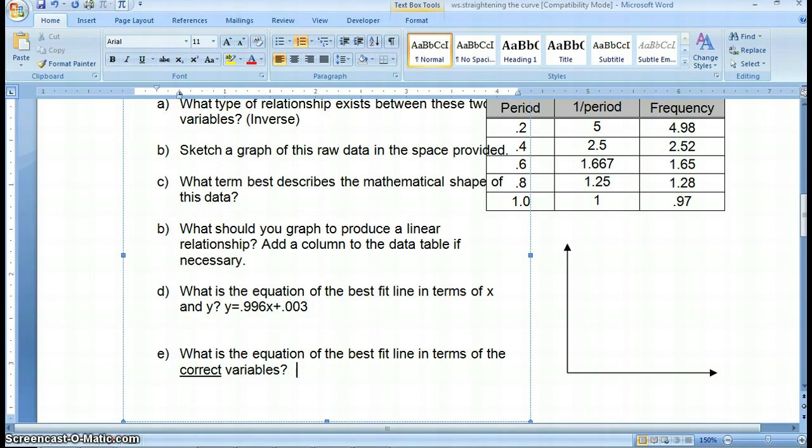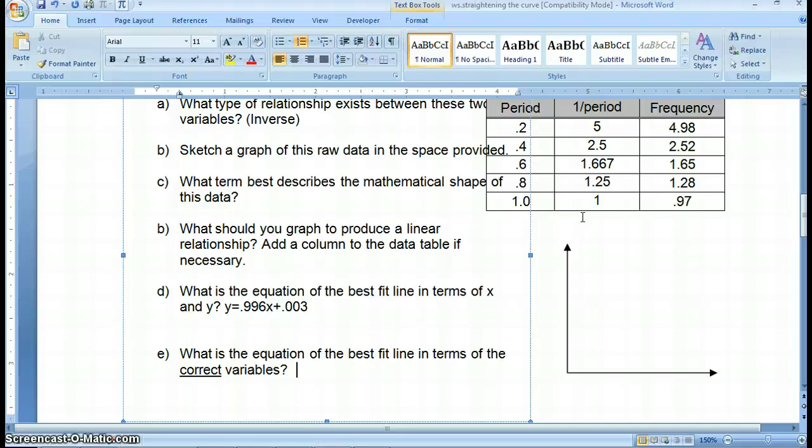Alright, so what is the correct equation of the best fit line in terms of the correct variables? This is different. The variables are not x and y. The variables are period and frequency. And if you remember, we had to take the inverse of our frequency or our period originally. So to rewrite this, we have to flip that upside down. So instead of 0.996x, we have to flip that x variable back over again. So again, we're not dealing with y's and x's here, we're dealing with periods and frequencies.